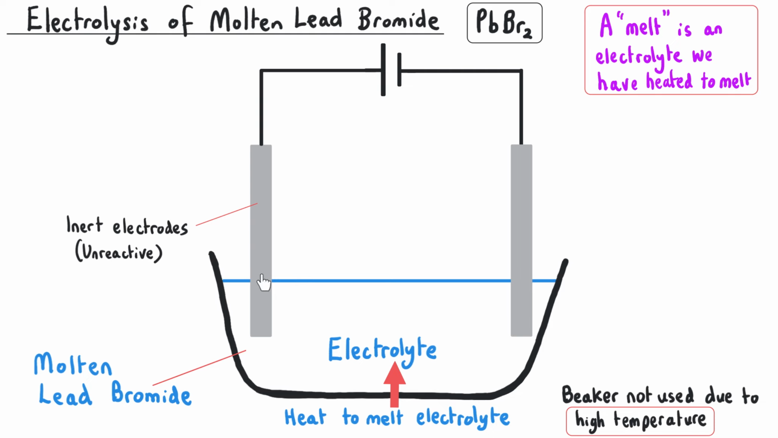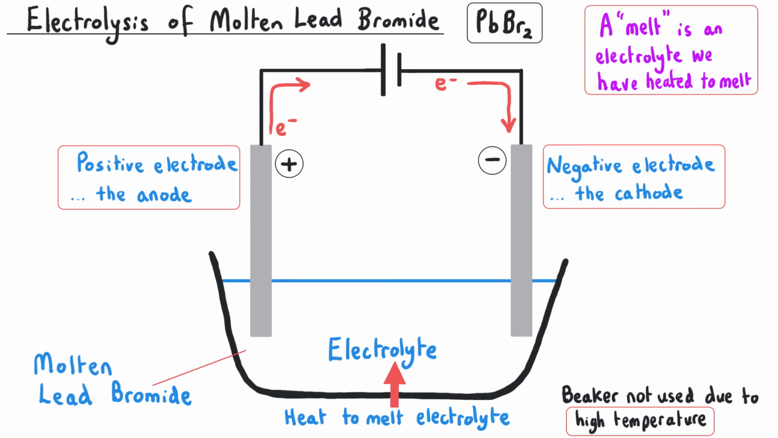We've got the electrodes that are dipped into the electrolyte, and we've got the wire, and importantly, the power supply. When you turn on the power supply, the electrons will move through the electrode and the wires, and we'll have our positive electrode and our negative electrode. And then electric current will pass through the electrolyte, which is the molten lead bromide.